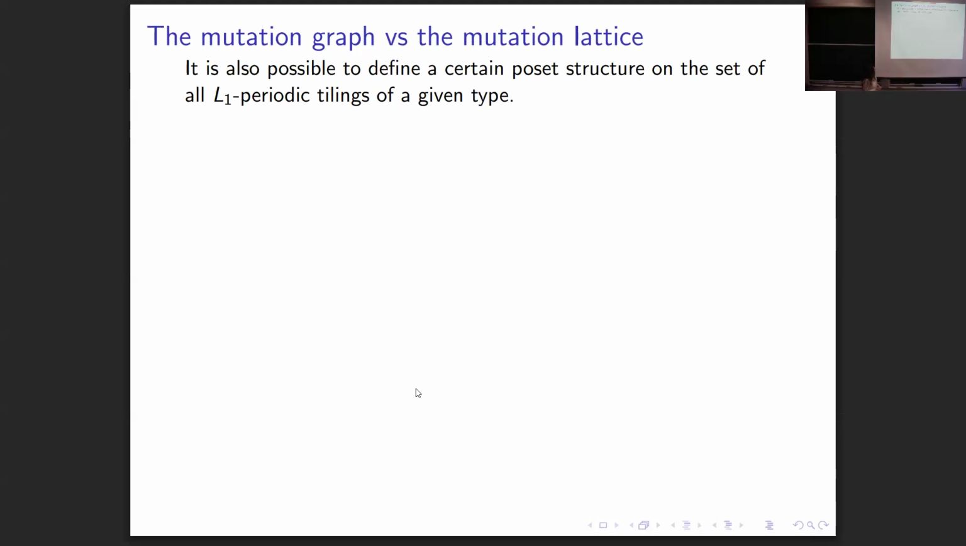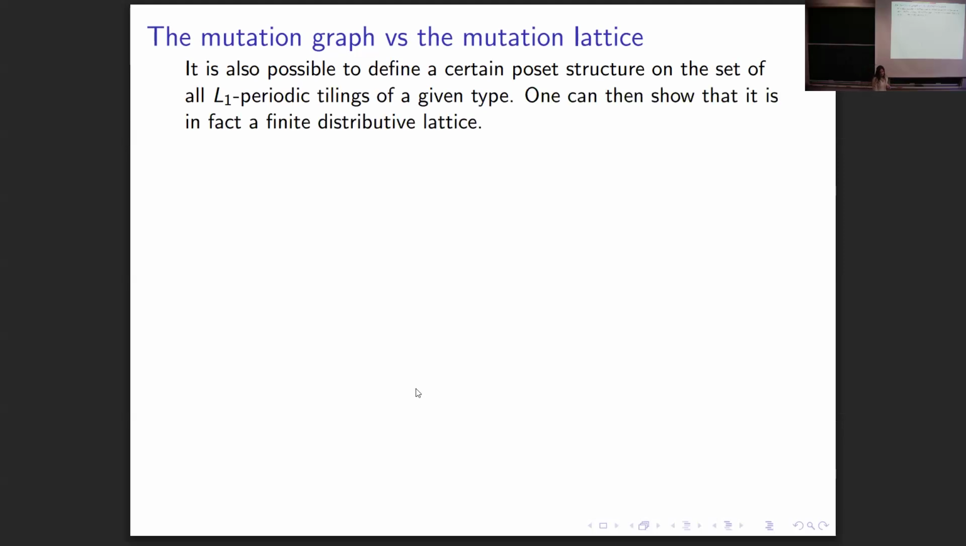But it's also possible to define a poset structure on the set of all periodic tilings of a given type. So you fix your type. It doesn't even have to be positive. You can say one tiling is bigger than the other if and only if blah. Height functions, I'm not going to talk about them, but you can define a poset structure just using height functions, whatever those are. And in fact, you get a distributive lattice, whatever that is. It's a nice type of poset, okay?